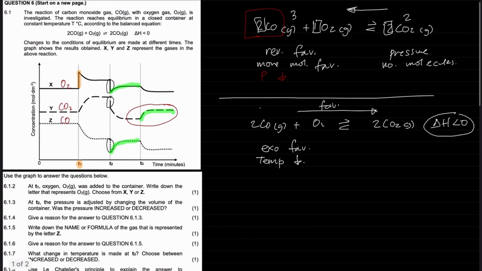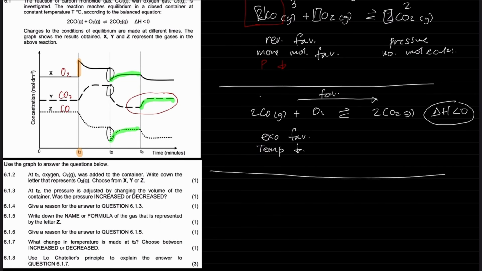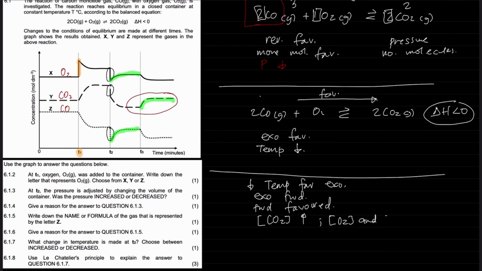Okay? Use Le Chatelier's principle to explain the answer. We can say a decrease in temperature favors the exothermic reaction. The exothermic reaction is the forward reaction. The forward reaction is therefore favored. Right? That means the concentration of CO2 will increase and the concentration of O2 and CO will decrease. And that's exactly what we observe if you look at those other two curves, they decrease. Okay, let's move on.